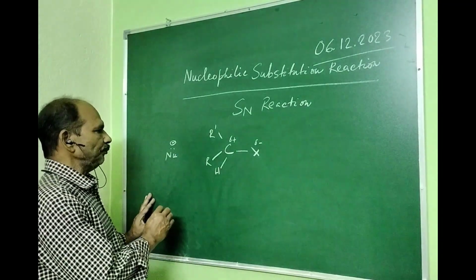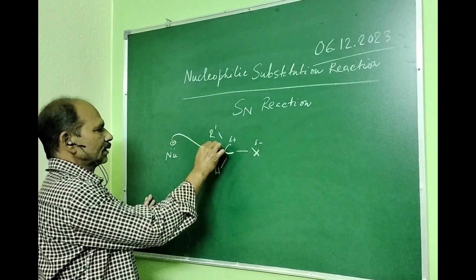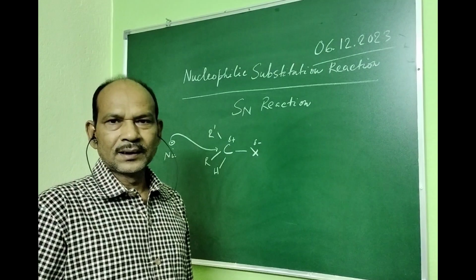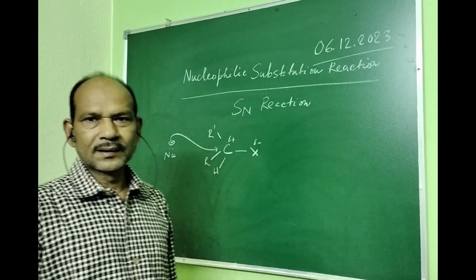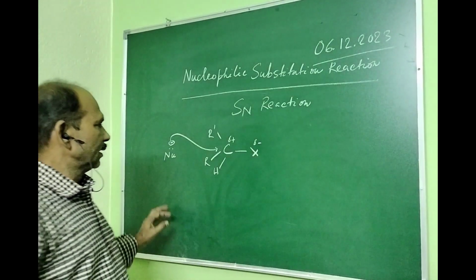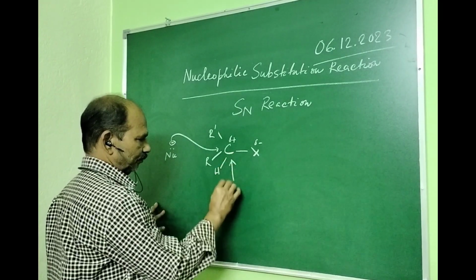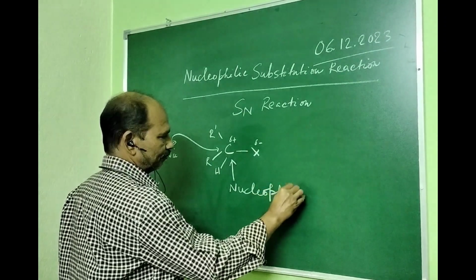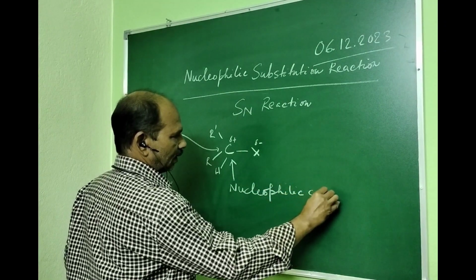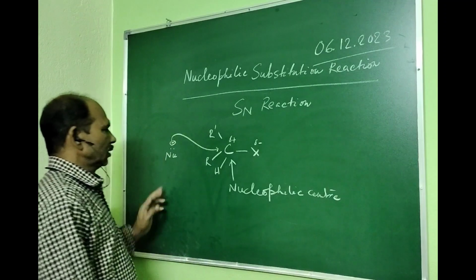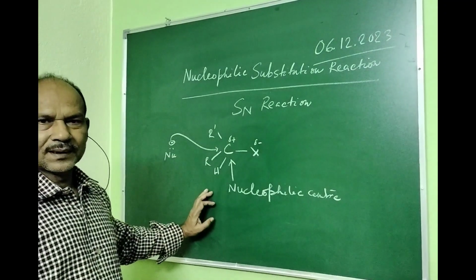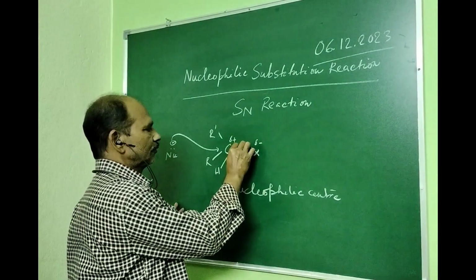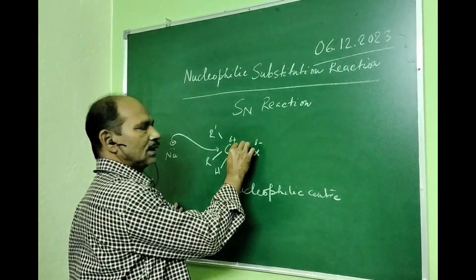So, if it attacks this carbon atom, why? Because this carbon atom is an electron deficient center. That means it is the nucleophilic center. So nucleophile attacks the electron deficient carbon atom and the halogen atom will leave the system.